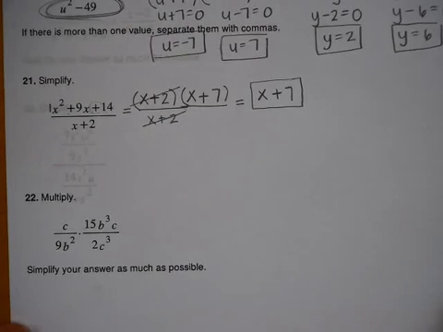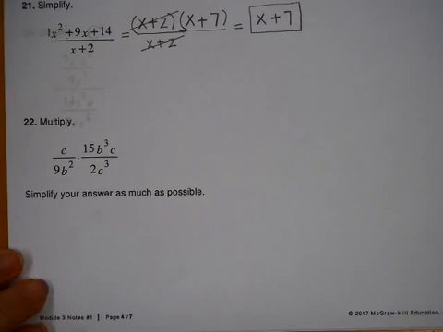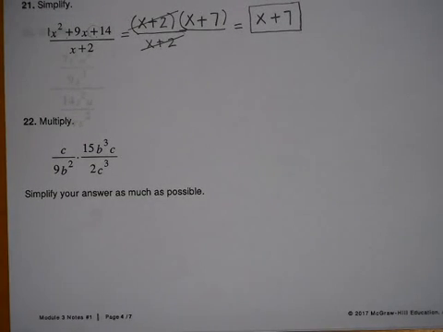Okay, let's look at 22. On 22, there's not anything that can be factored, but they are asking us to multiply. So you are going to have to remember your exponent rules: when you multiply and your bases are the same, we add those exponents, and when we divide and those bases are the same, we subtract those exponents. The easiest thing to do, in my opinion, is to multiply everything straight across on the top and everything straight across on the bottom, and then cancel.